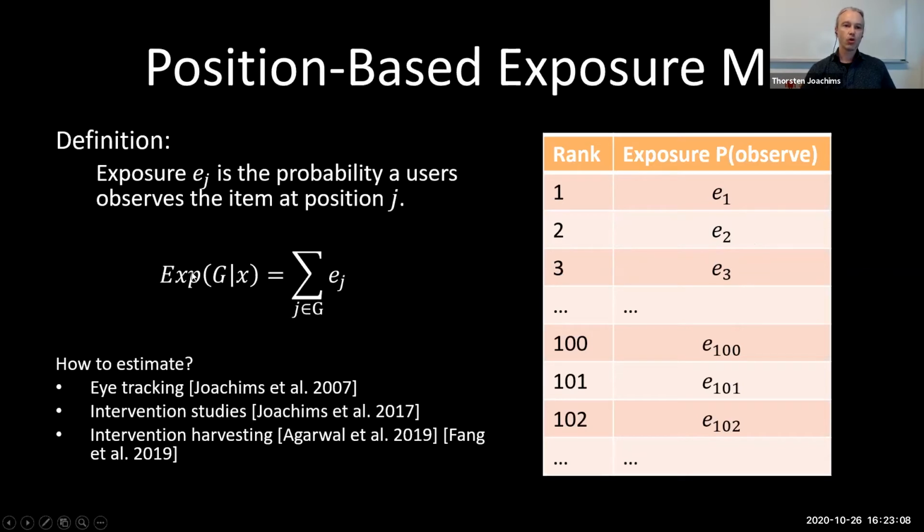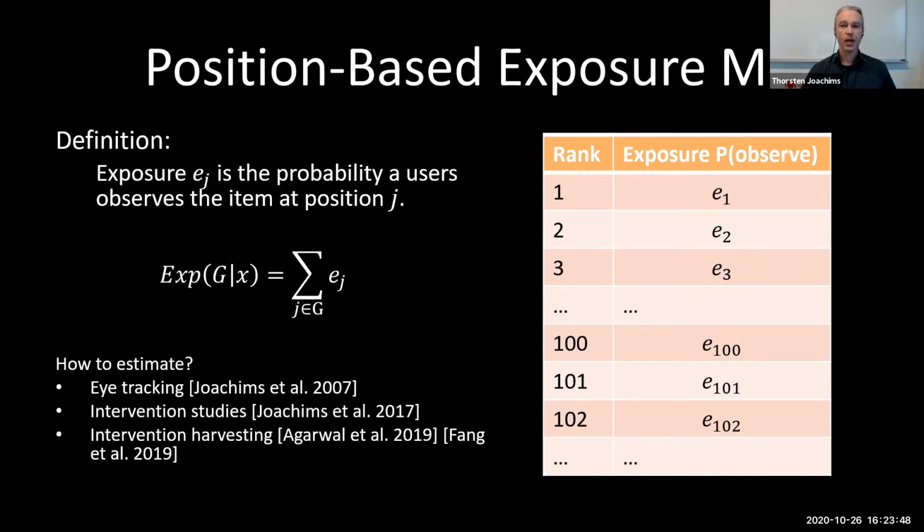And then the exposure of a group of items, so for example, all the products that a particular seller on Etsy sells, or all the tracks by a particular artist, would just be the sum of these exposures. If you put something by a particular artist in position 2 and 100, you would sum up whatever these two E values are, and that's the exposure that this group gets. You can think about more sophisticated models, but that's a start.